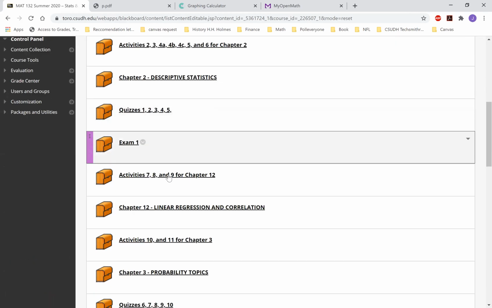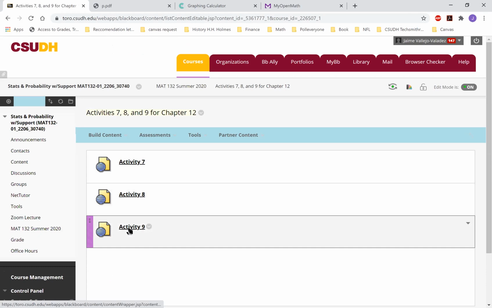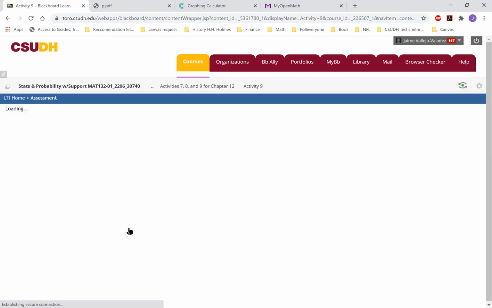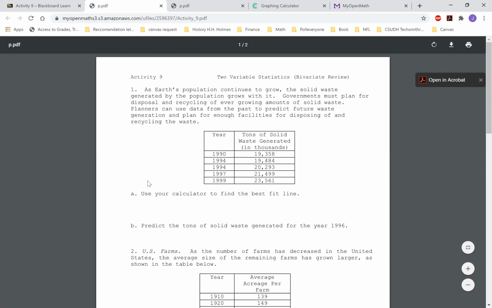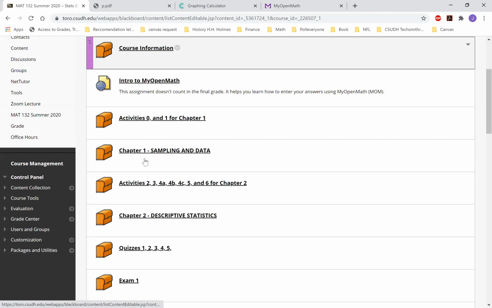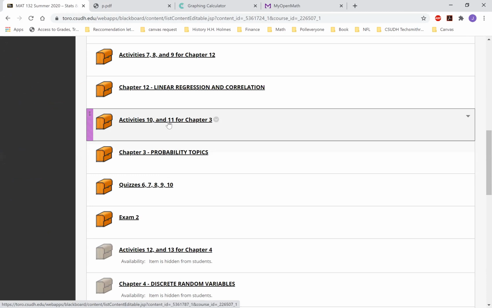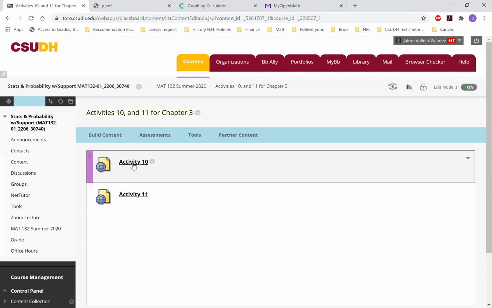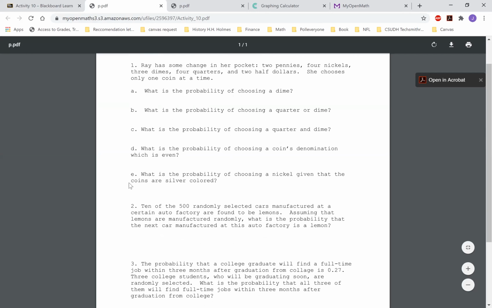For the activity, you click over here. I think we're in activity number 9. Let's make sure. Oh no, we're definitely not activity number 9. But you want to go right here, activity 10 and 11 for chapter 3. You're going to be able to do activity number 10. So you start working on it. I gave you pretty much all of the formulas that you need to be able to do this. So let's go ahead and start doing this one.